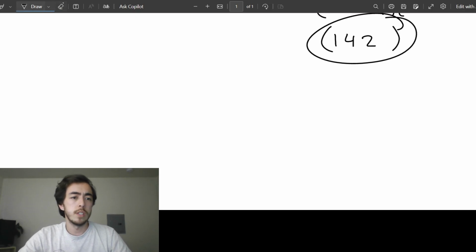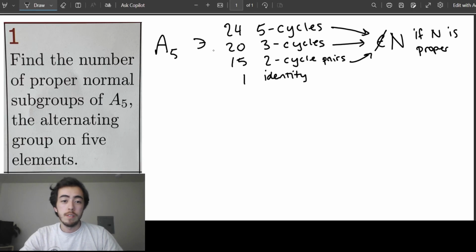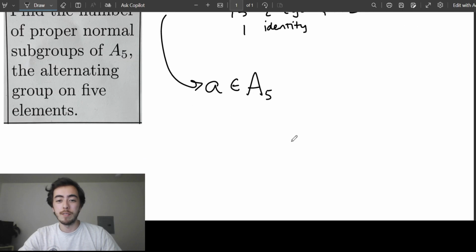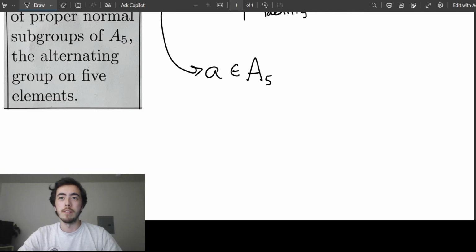Real quick, before we finish the video, I at least want to give an explanation as to why, if we have the collection of all 3 cycles, we can generate all of A5. Let's imagine that we have just some element from A5, let's call it like little a. And since it's in A5, we know that it's composed of an even amount of inversions.